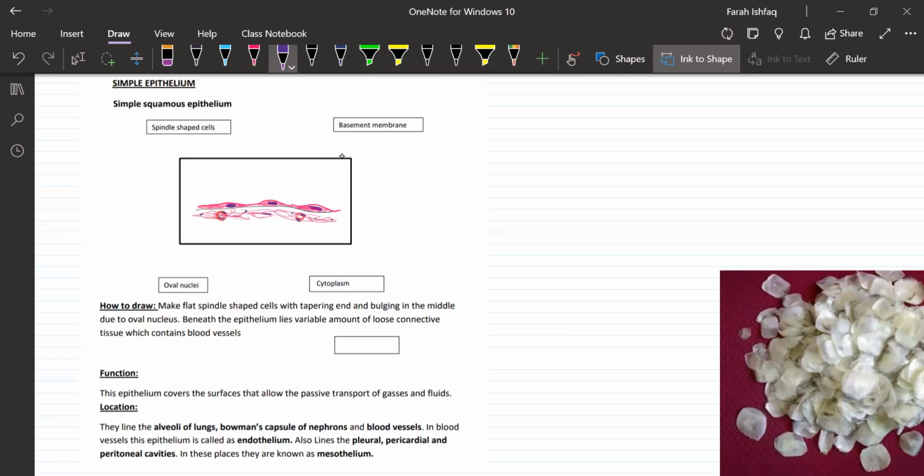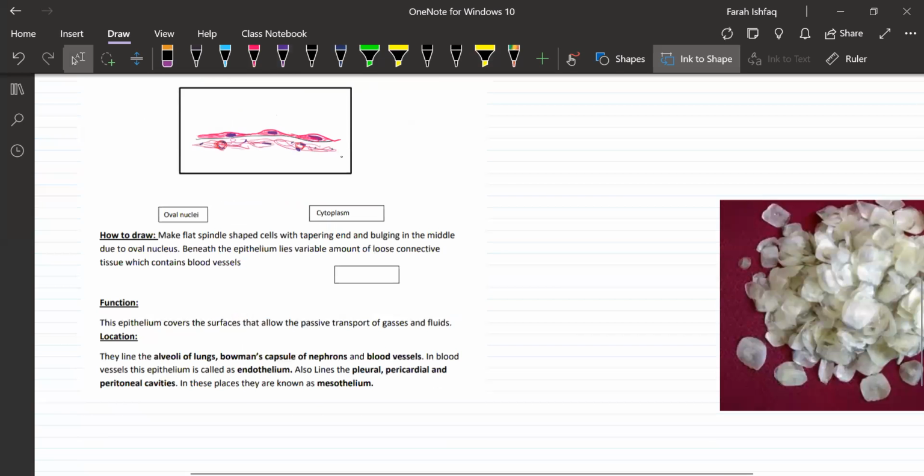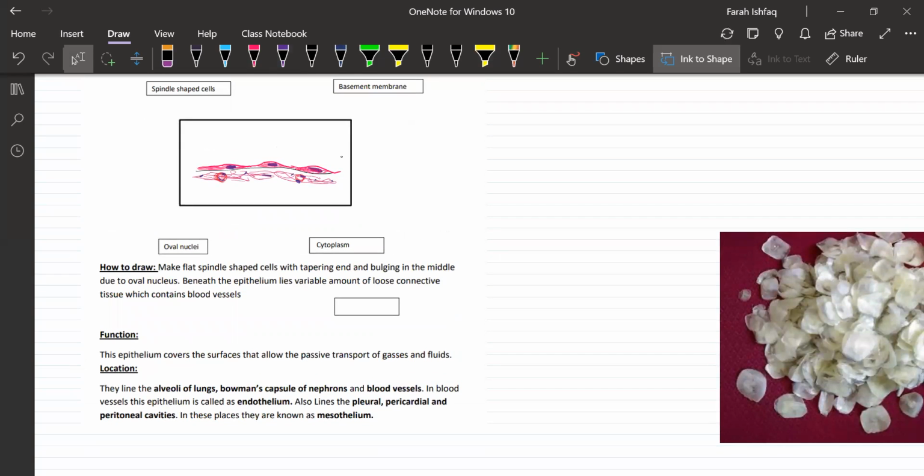So make flat spindle-shaped cells with tapering ends and bulging in the middle due to the oval nucleus, and beneath the epithelium lies a variable amount of loose connective tissue which contains blood vessels. Now the function of this epithelium is to cover surfaces that allow the passive transport of gases and fluids, and the locations I have already told you. I hope you will understand the structure of the simple squamous epithelium and its function. Thank you for now.